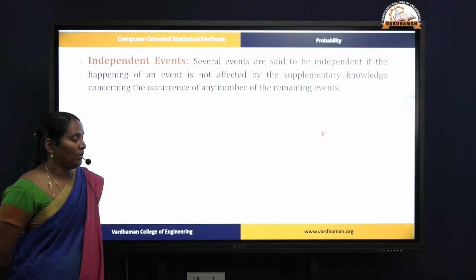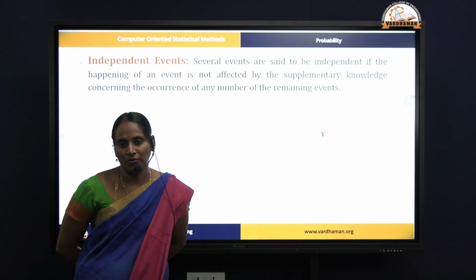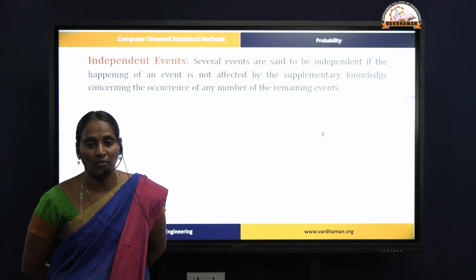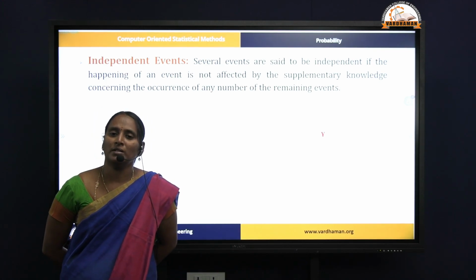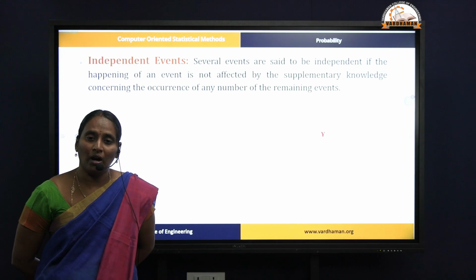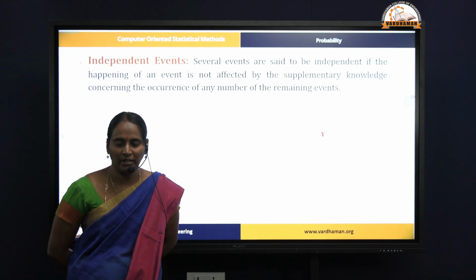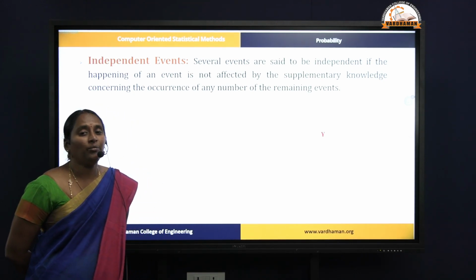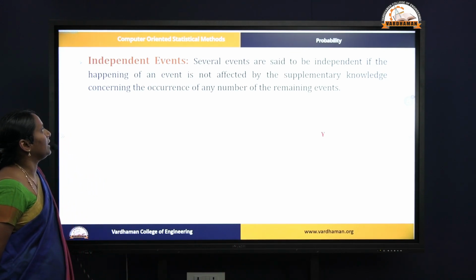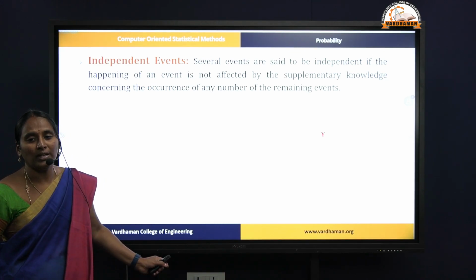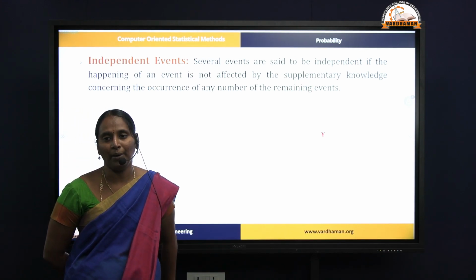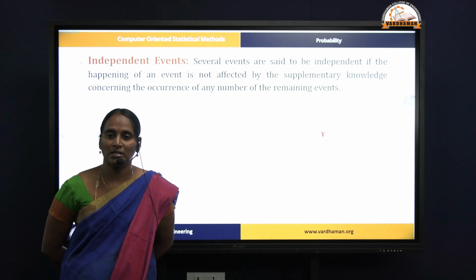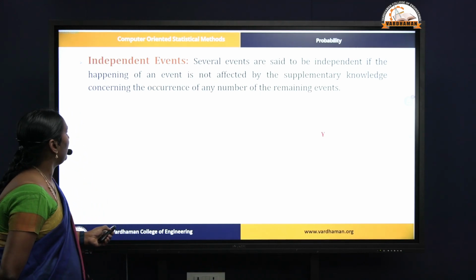For example, take the same class of 64 members. Suppose the probability of one student attending the class depends upon some other person. Then it is a dependent event. Today if you would like to attend the class and it does not depend upon any other person, then you are an independent event. Now the same thing we define here. Events are said to be independent if the happening of an event in the first trial is not affected by the happening of an event in the second trial. This is what we call independent events.